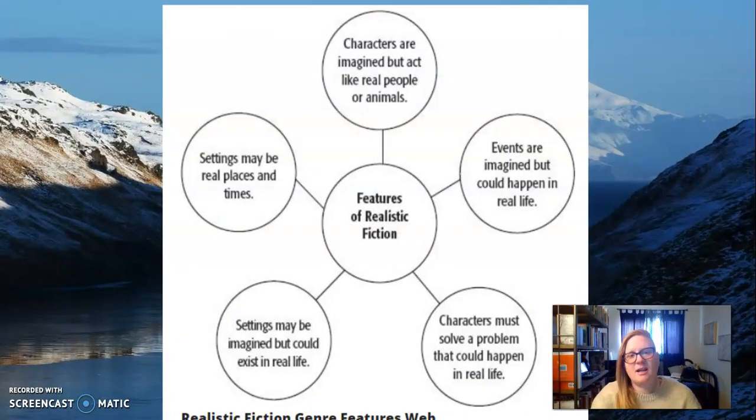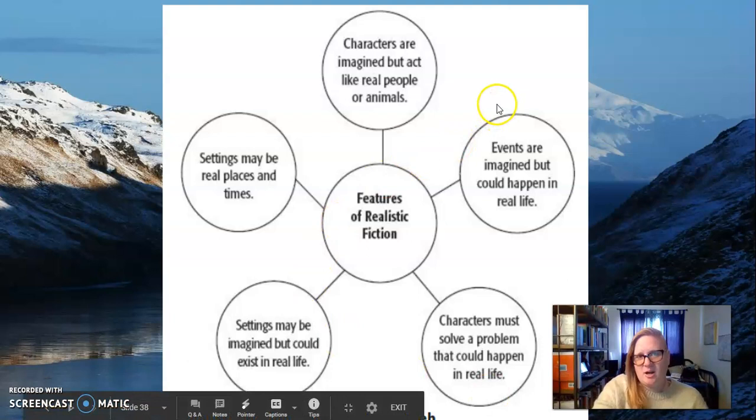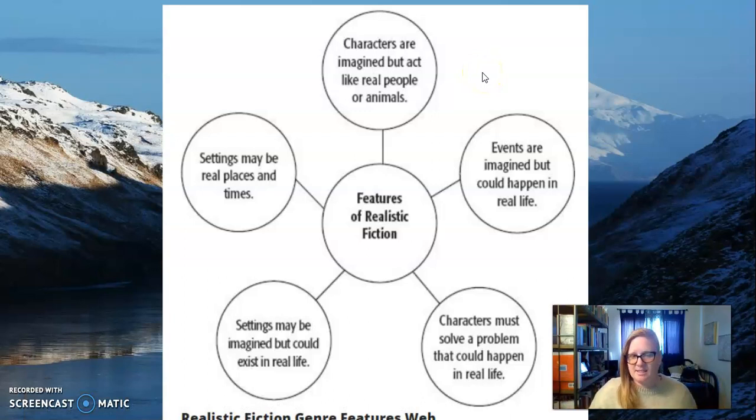So this is all features of realistic fiction. I'm going to tell you what they are one at a time. What Water Sky is, it's called a realistic fiction. And I'll explain more about why it's a little bit different from the other fictional stories that we read.